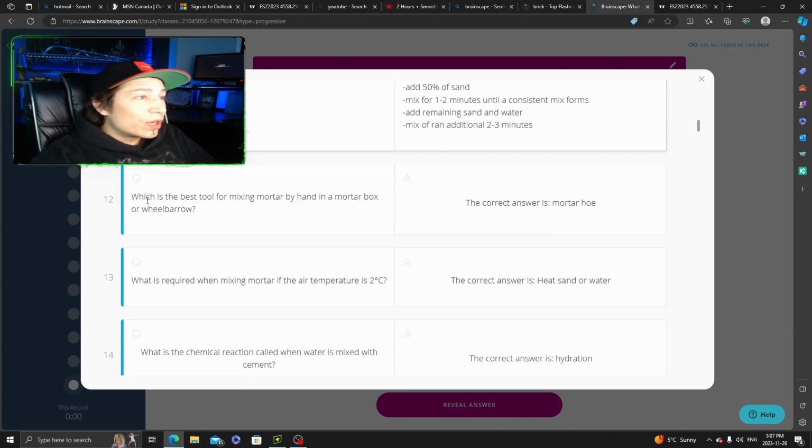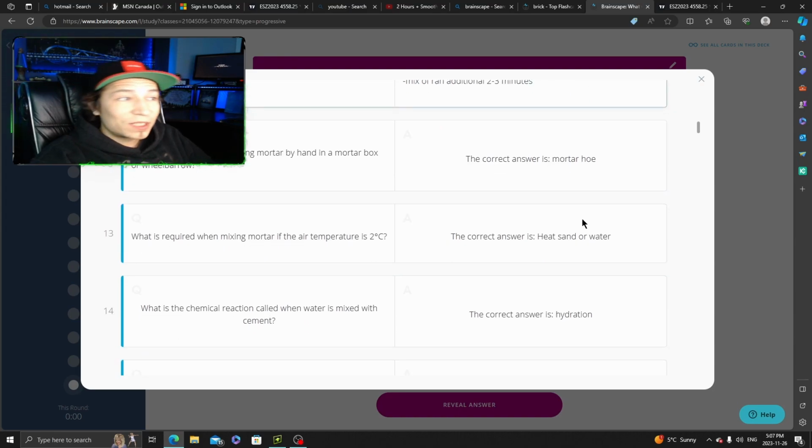Okay. Sorry. Which is the best tool for mixing mortar by hand in a mortar box or wheelbarrow? The correct answer is mortar hoe.